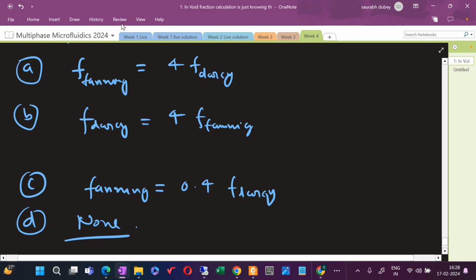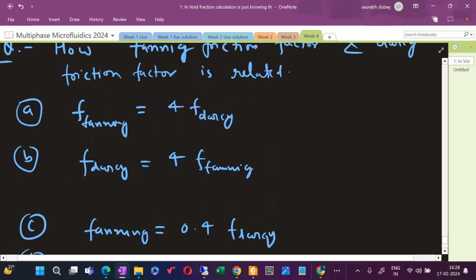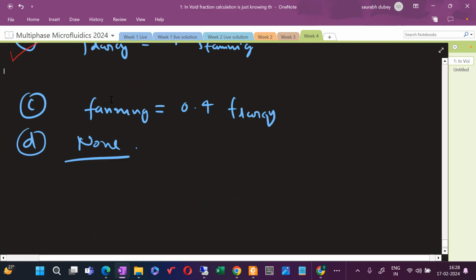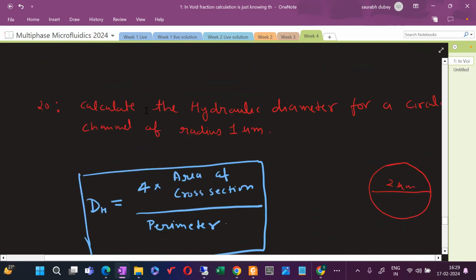So if you remember the discussion, I want you to solve this first. So the answer to this problem is option B, which is F Darcy equals to 4 times F Fanning. Which of the following is true? For this we have solved.